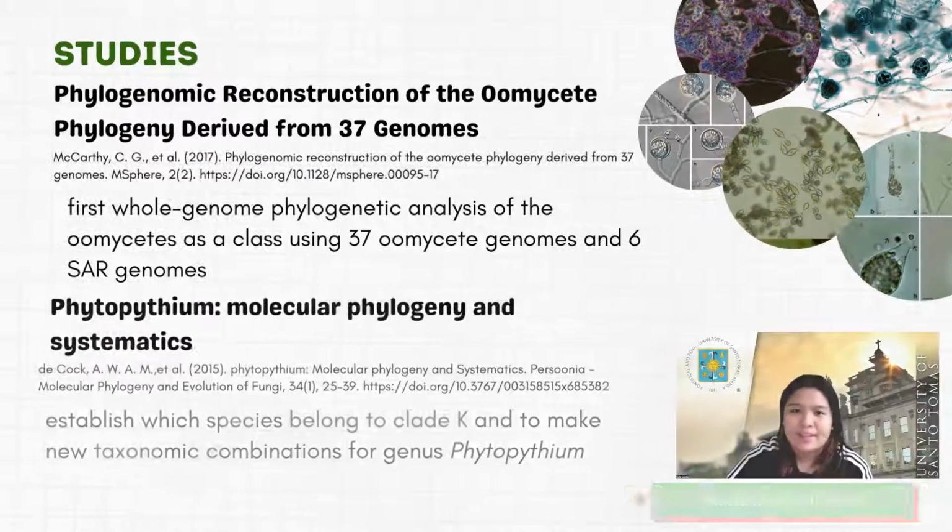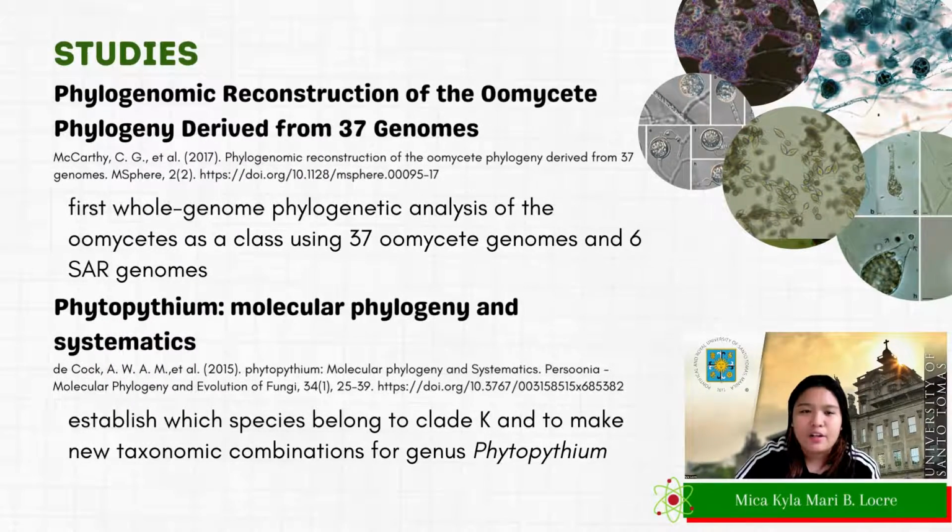In another study entitled Phytophytium, Molecular Phylogeny and Systematics, presented molecular evidence that members of the Pythium clade K, as identified by Levesque and de Cock, belong to Phytophytium. The identity of Phytophytium as a separate phylogenetic entity is highly supported by maximum likelihood and Bayesian phylogenetic studies of nuclear ribosomal DNA and mitochondrial DNA cytochrome oxidase subunit 1, as well as statistical assessments of pairwise distances.